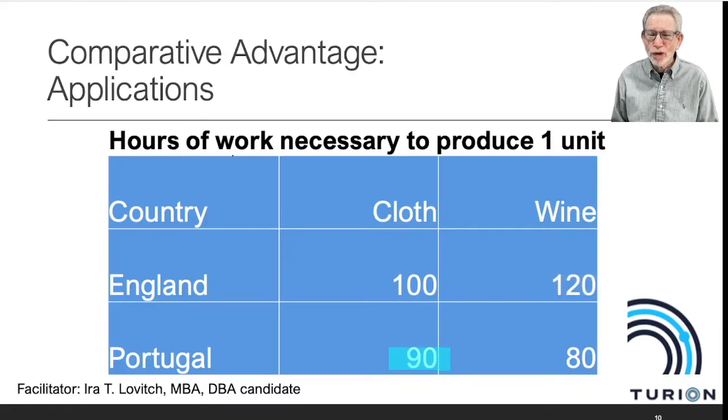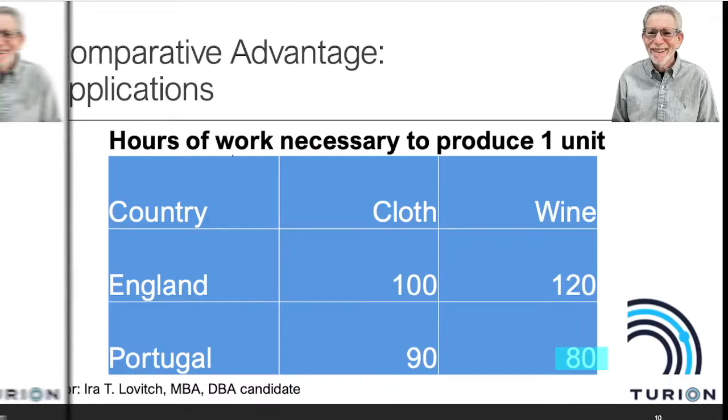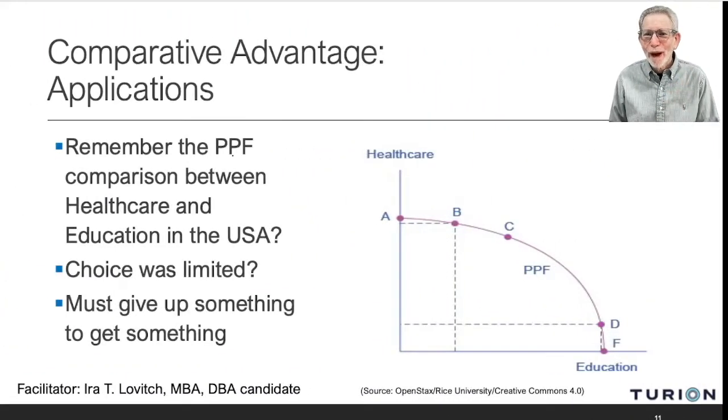So more hours of work to produce wine in England than cloth. What about Portugal? For Portugal to produce cloth was 90 hours of work, but to produce wine, only 80 hours of work. Are you following me so far? Cool. So as you might remember, this example was showing you the production possibilities, what could be produced.